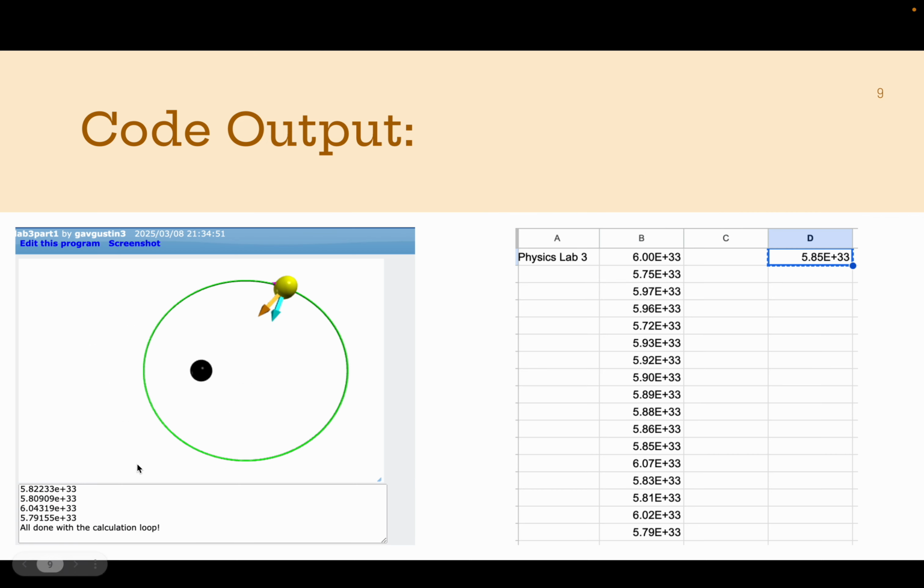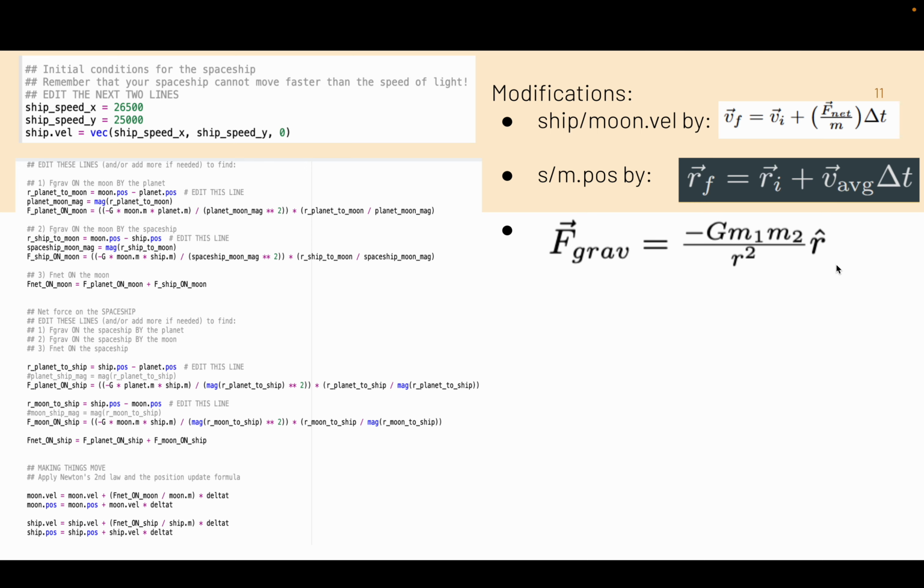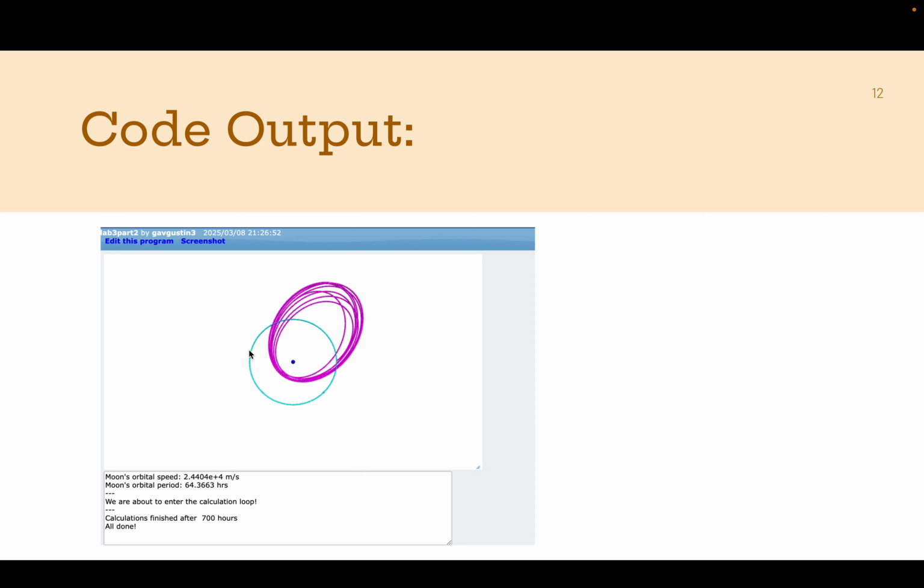In this code output, you can see I had to take the average of all the masses of the black hole, to get an average of 5.85 times 10 to the 33rd. For coding part 2, here are the two velocities I was talking about earlier. To calculate the F gravity on the moon and on the ship, we take the sum of the F gravities of the planet to the moon and the ship to the moon, and the planet to the ship and the moon to the ship. Then we use these two position and velocity update formulas to find the moon velocity and position and ship velocity and position at every time step.